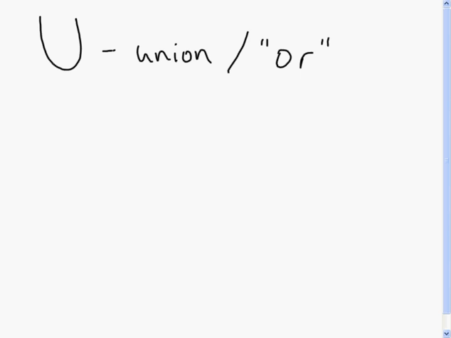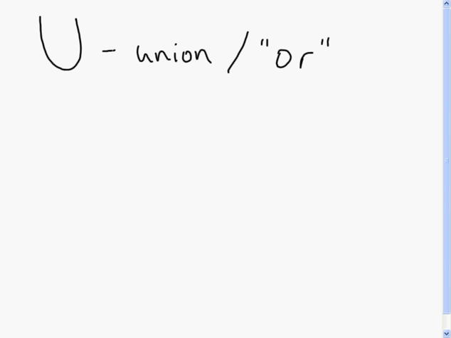So same idea in English, when you join a sentence, you have compound sentences. You can join them in one of two ways. You can join them with an or, or you can join them with an and. And so we're going to talk about compound inequalities, which basically means you have more than one inequality. We'll talk about those that we join with unions and those that we join together with intersections.